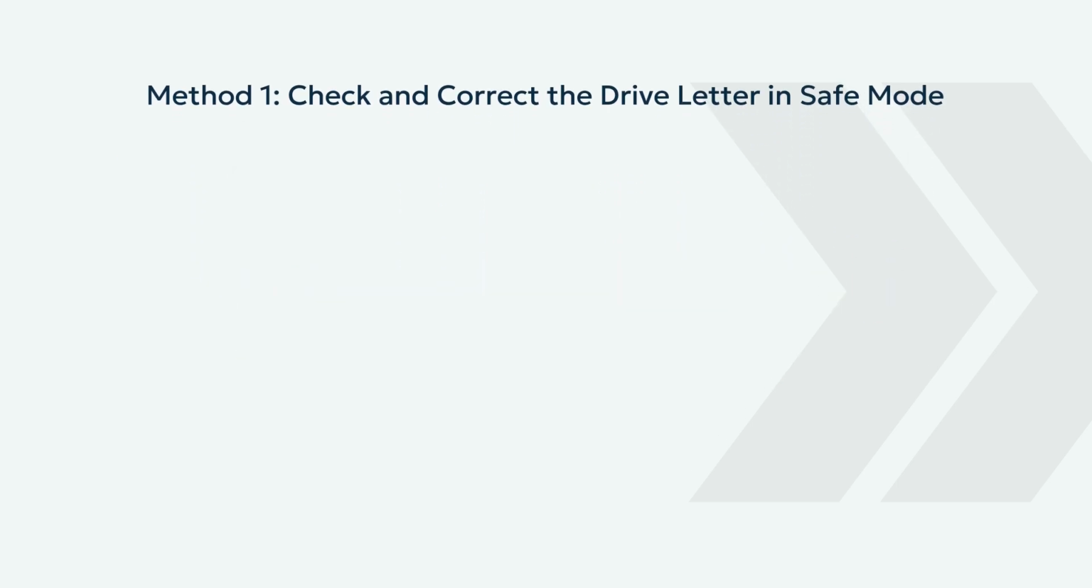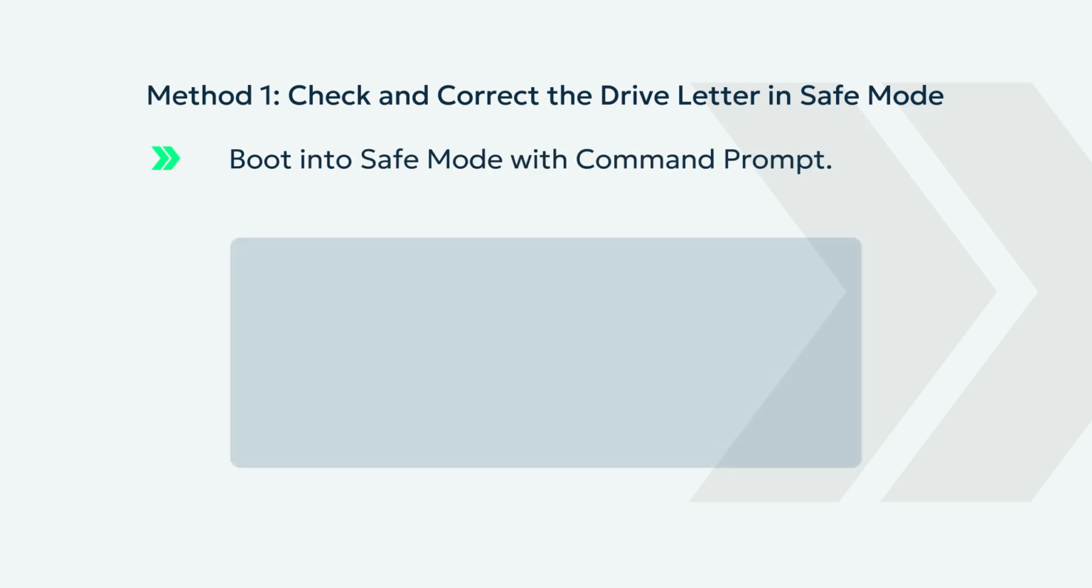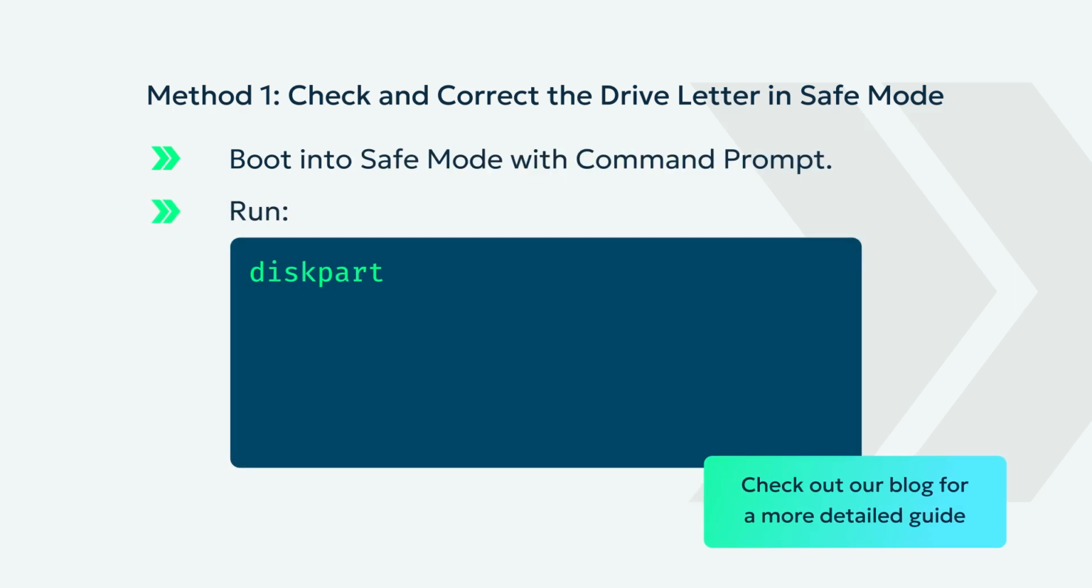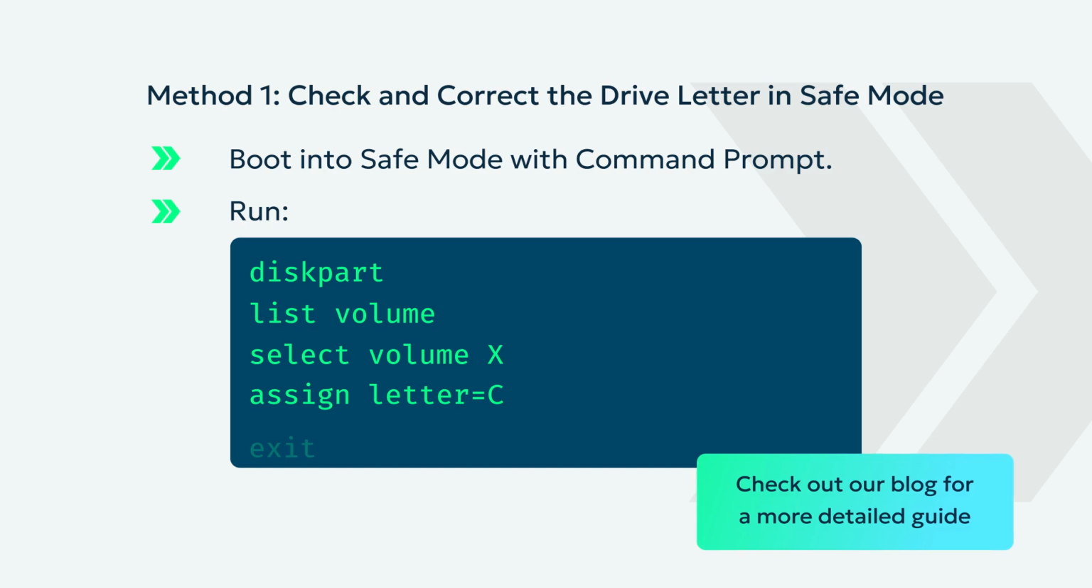To fix this, boot into safe mode with command prompt. Run diskpart. Identify the correct system volume using list volume. Remap the system volume if needed, using type exit to leave diskpart. If Windows reassigns the system partition to another letter during safe mode, this method restores the default drive mapping.